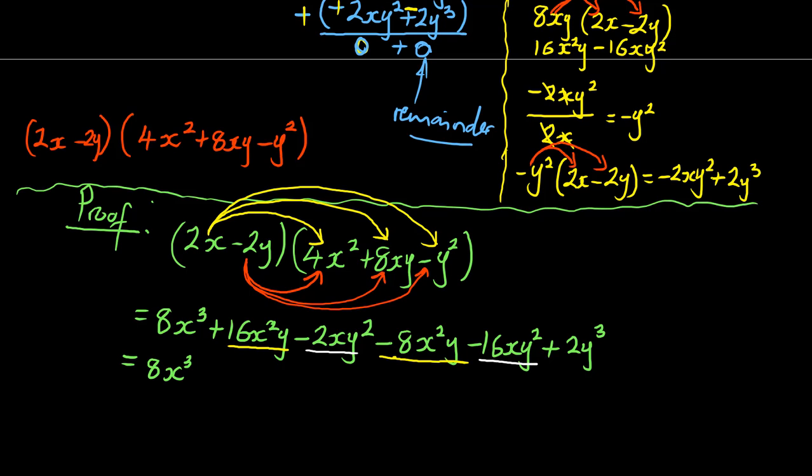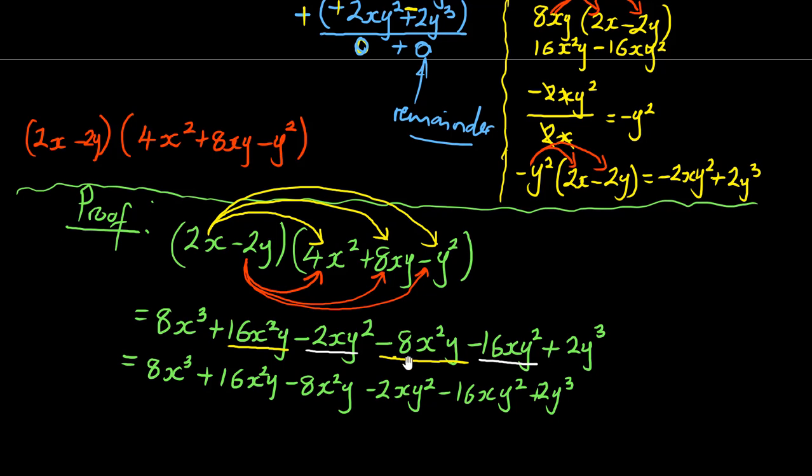So if I rewrite that, I'm going to have then, in this case, plus 16x squared y and minus 8x squared y minus 2xy squared minus 16xy squared plus 2y cubed.